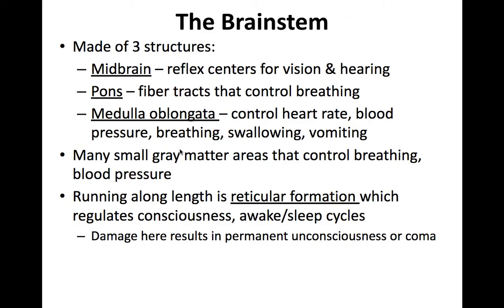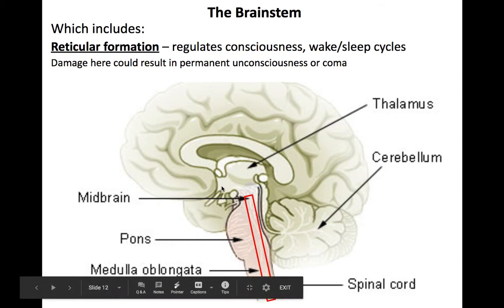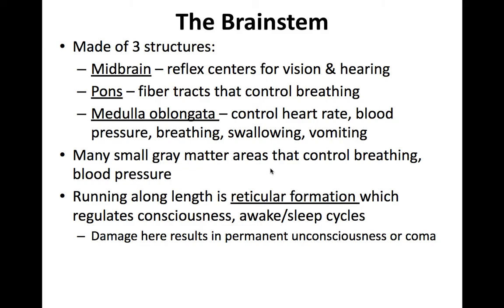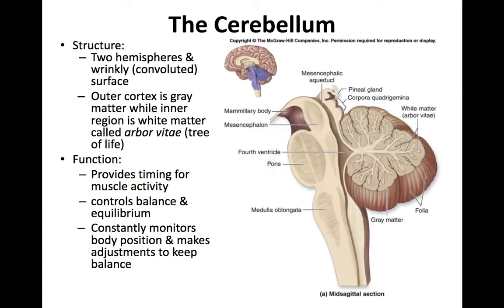You'll also, if you cut open the brainstem, it looks like it's pretty much almost all white matter, but there are many small gray matter areas throughout that help to control breathing and blood pressure. Okay, last of all, we're talking about the cerebellum. And so what does it look like?